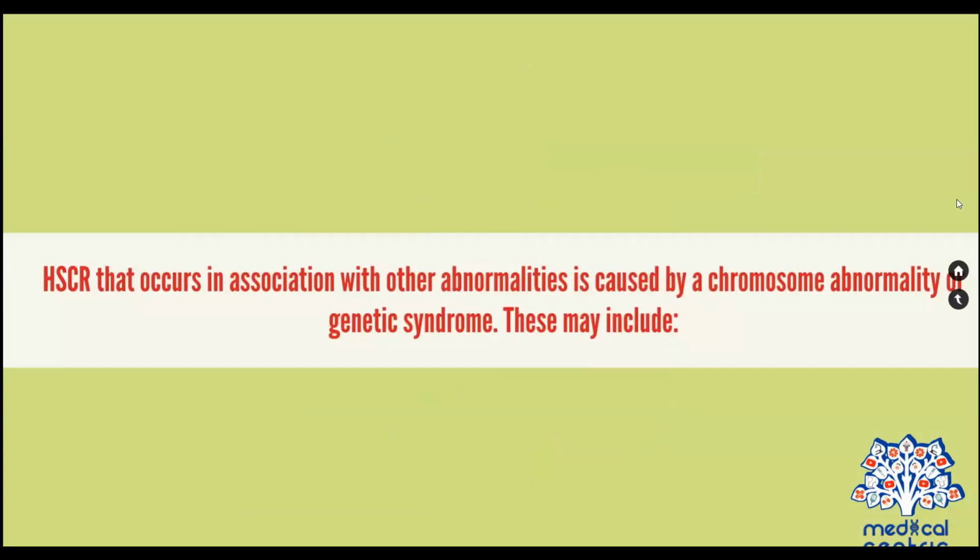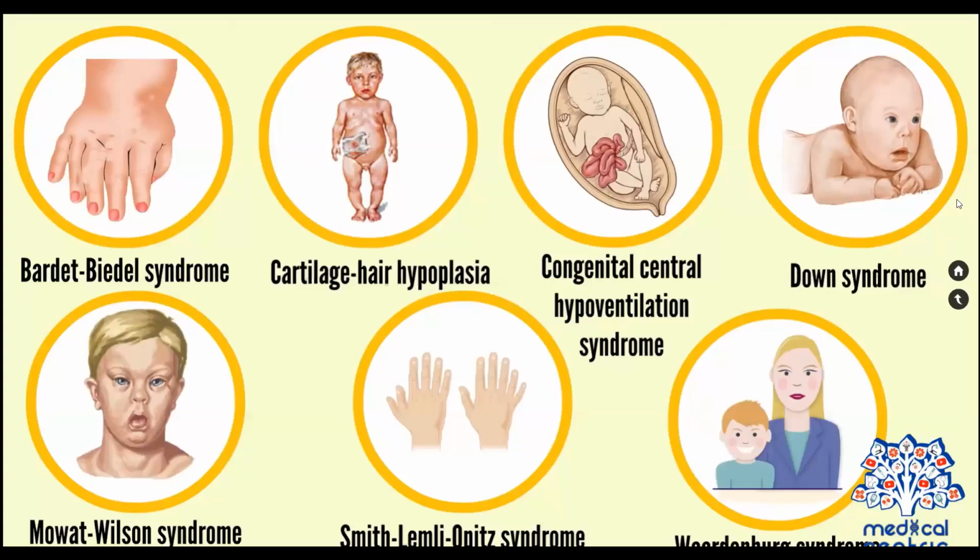HSCR that occurs in association with other abnormalities is caused by a chromosome abnormality or genetic syndrome. These may include Bardet-Biedl syndrome, cartilage hair hypoplasia, congenital central hypoventilation syndrome, Down syndrome. People with Down syndrome are at a greater risk. Mowat-Wilson syndrome, Smith-Lemli-Opitz syndrome, Waardenburg syndrome.